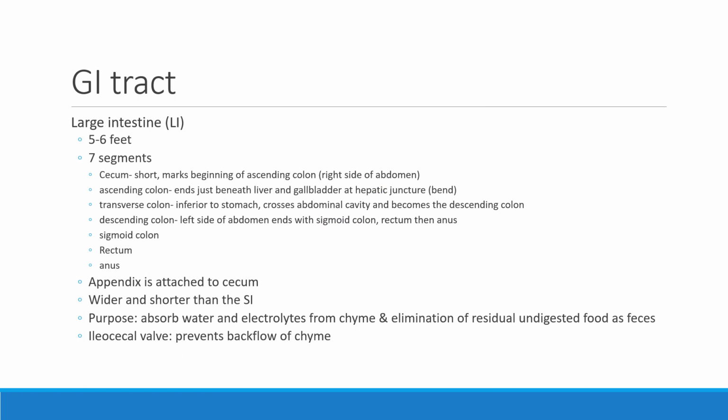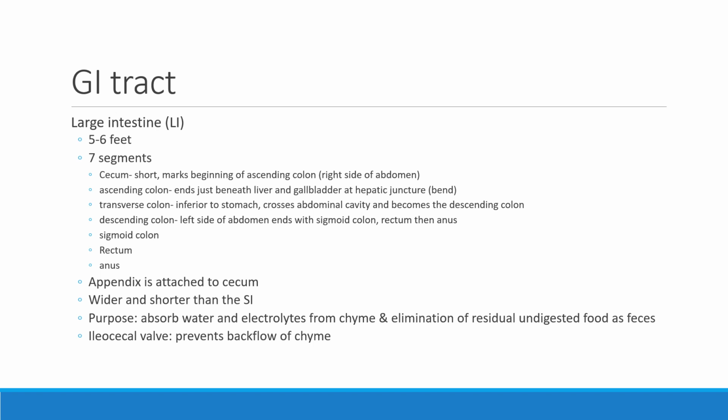So our large intestine measures about 5 to 6 feet. It has 7 segments. Our cecum, which is very short, marks the beginning of the ascending colon, and it is on the right side of the abdomen. We have our ascending colon, which ends just beneath the liver and gallbladder at the hepatic juncture, which is the bend. 30% of cancerous tumors are found in the ascending colon.